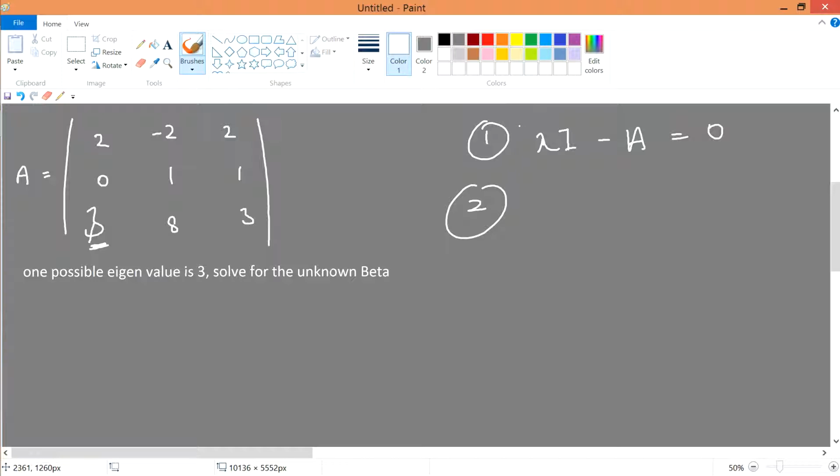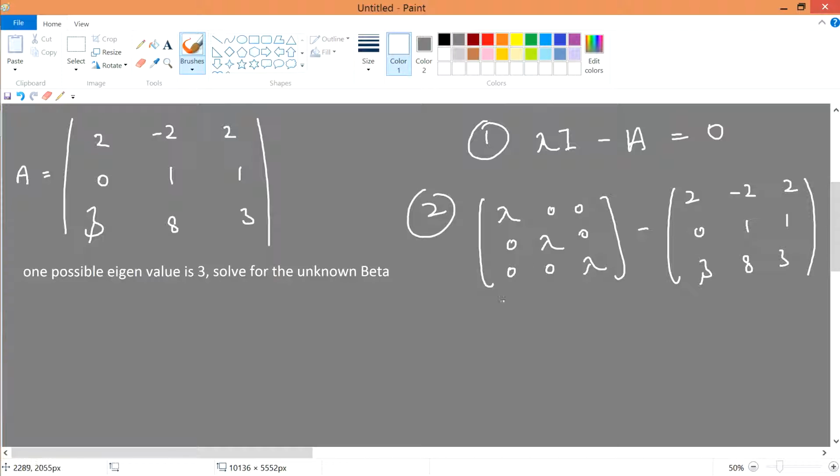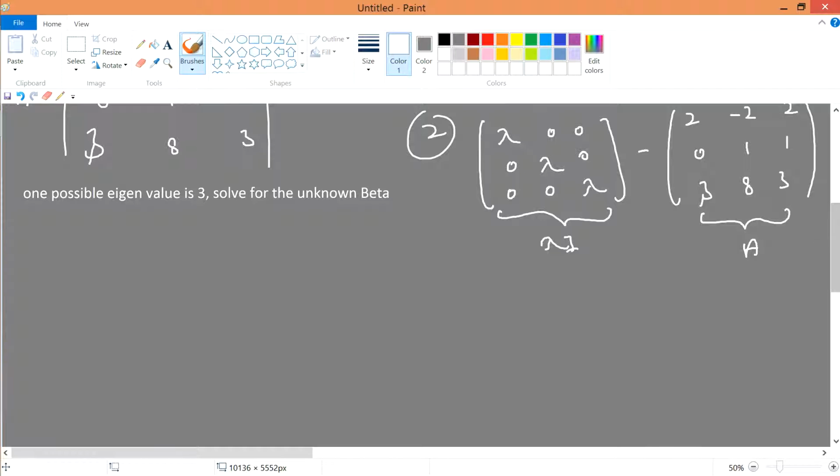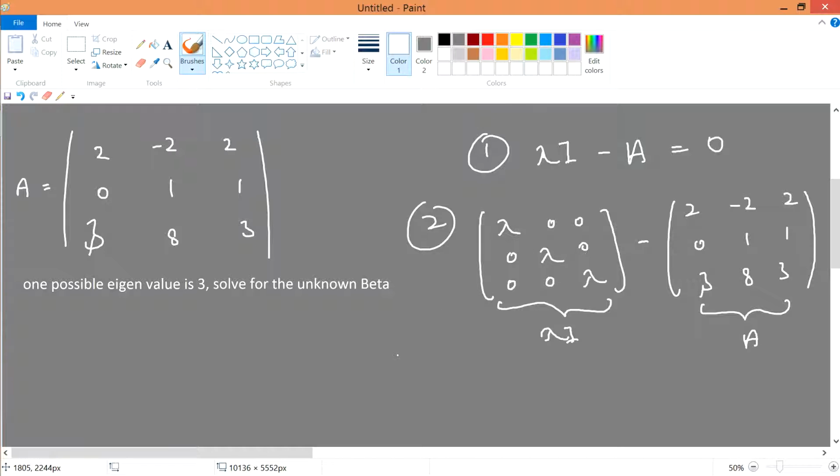To start off, I want to write lambda I, which is lambda, minus A, so it's lambda minus 2, and so on. For neatness, I'll rewrite this. This is the lambda I, and this is the A matrix I'm talking about. What I always start with straight away in this type of question is to write down this step, maybe I'll label it 2.1. So lambda minus 2, it's this minus this, and then 0 minus minus 2, so I have plus 2.